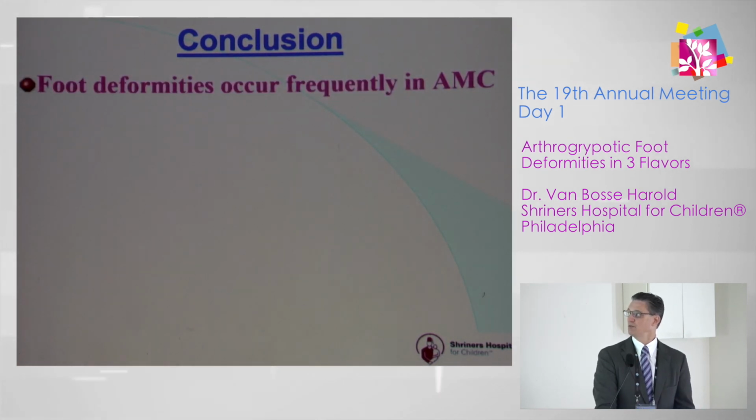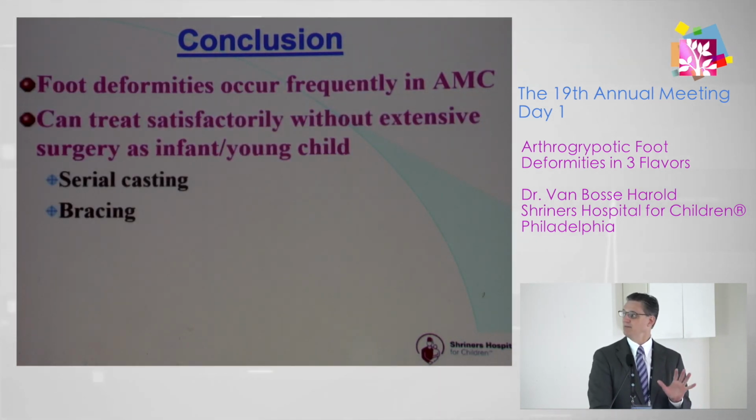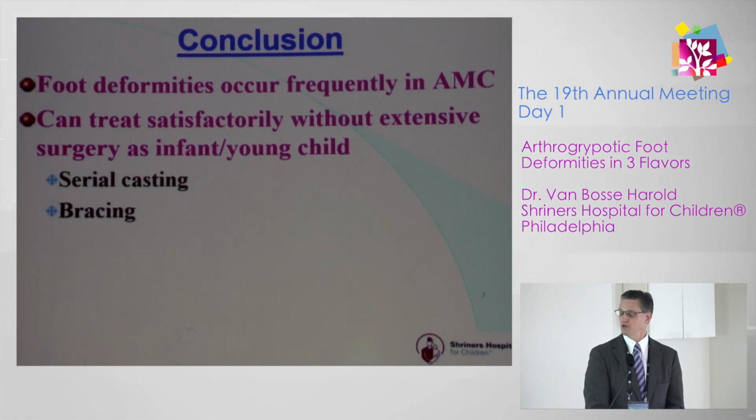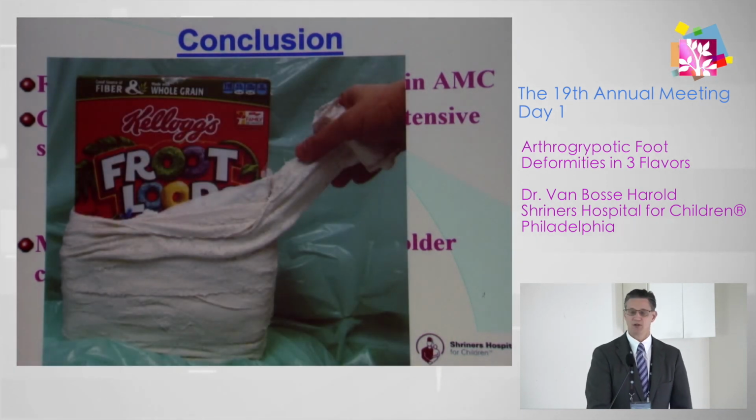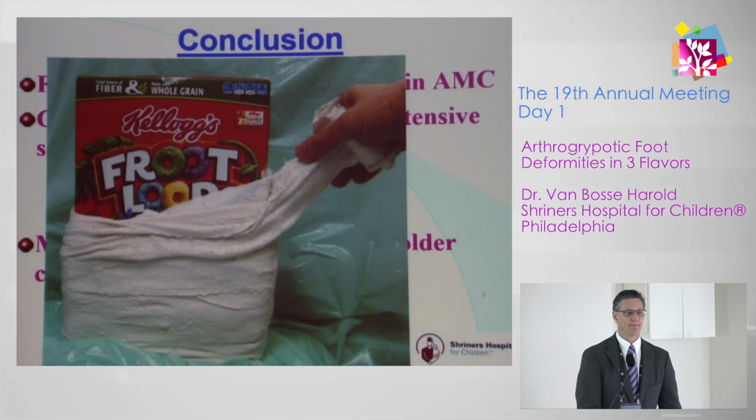So, conclusion: foot deformities occur a lot in arthrogryposis. They can be treated well without extensive surgery. It just oftentimes takes perseverance to do that. In the older child, you might need to do some nipping and tucking to get the foot to line up well. But really, serial casting is the way to go. Thank you very much.